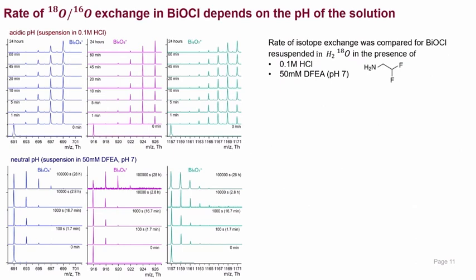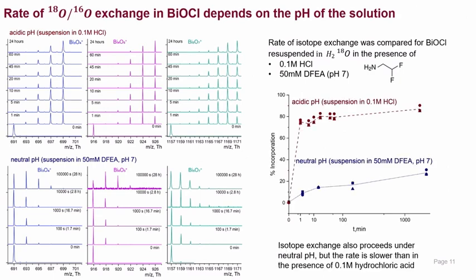And this is why we came up with one of the recently proposed buffers, difluoroethylamine, that has a pK near pH 7 but doesn't have any oxygen at all. And in the presence of this compound, we performed the oxygen exchange and found that the exchange rate is significantly lower in comparison with that in acidic pH, suggesting that the process of isotope exchange depends on the pH of the solution.